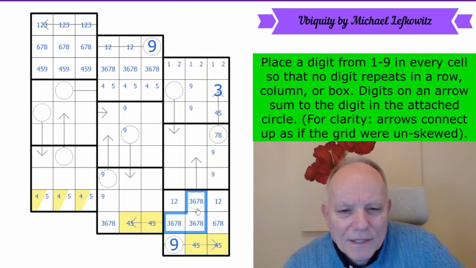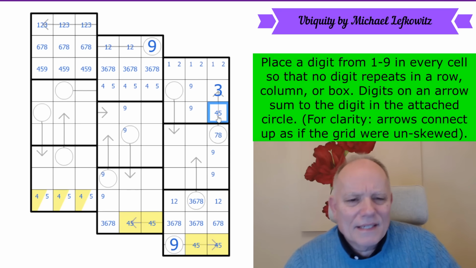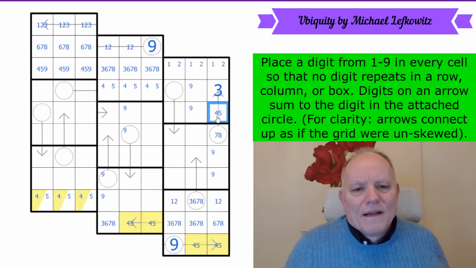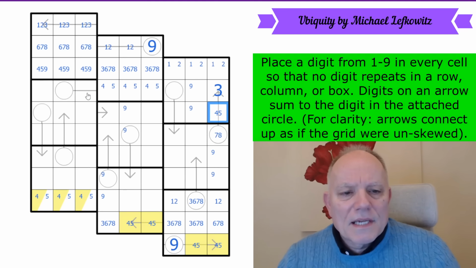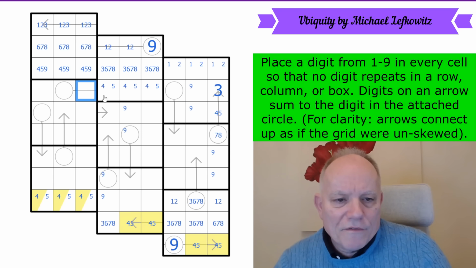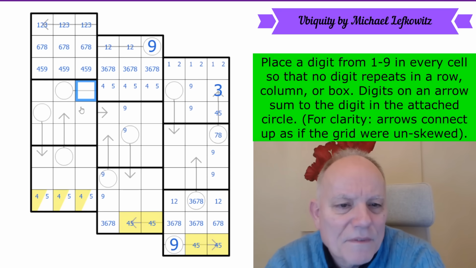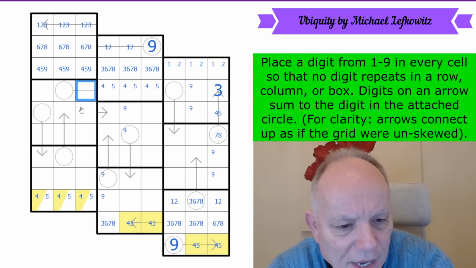Okay, I don't know what that does down here. It's just weird. This cell on this arrow can't be 3, 4 or 5. Now, does it have to be 1 or 2? No, I don't think so yet.